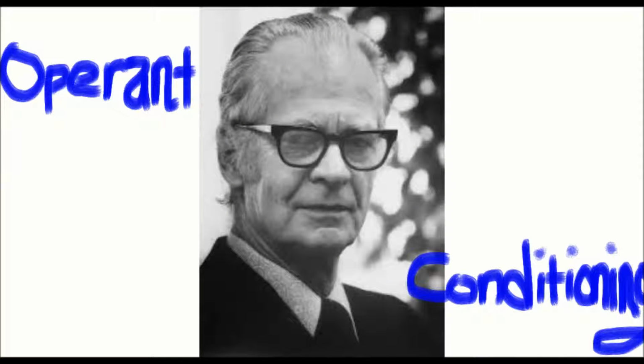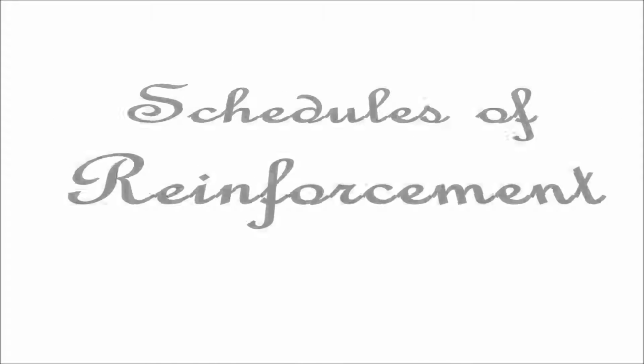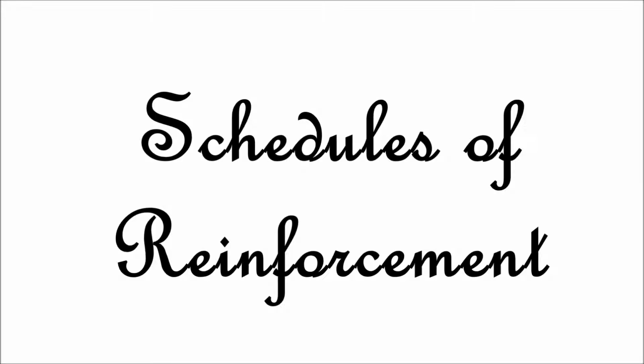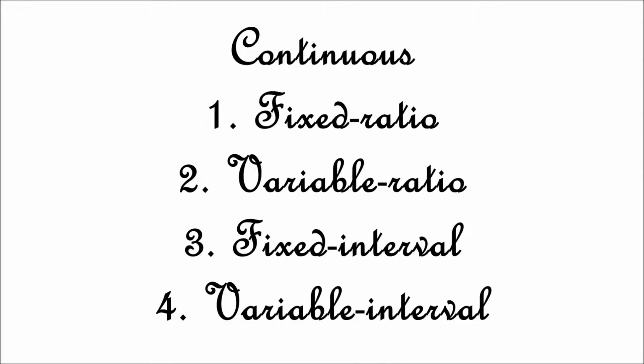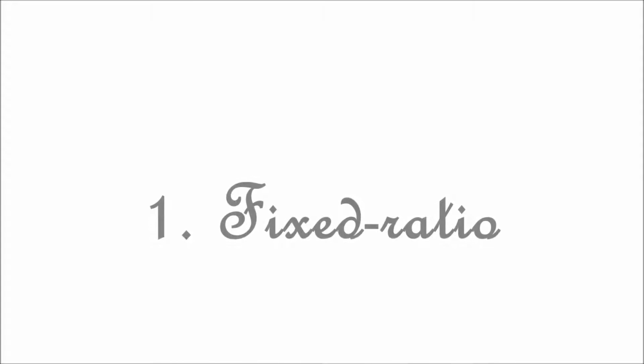Number 3, operant conditioning. A type of learning in which behavior is strengthened if followed by a reinforcer or diminished if followed by a punisher. Common sense, huh? Kind of like the law of effect. The complexity is derived from the schedules of reinforcement. That is, the schedules of reinforcement are continuous, fixed ratio, variable ratio, fixed interval, and variable interval. Believe it or not, many of these have or are being used on you every day.